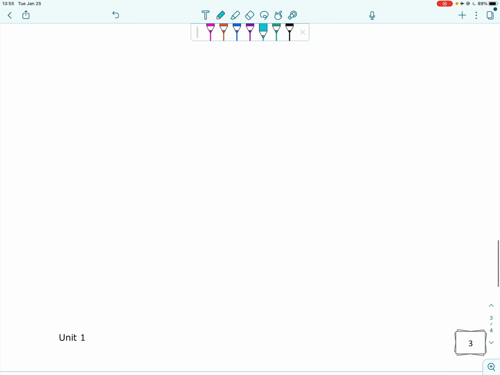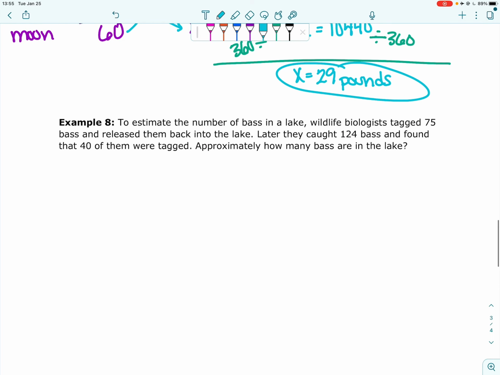So another one, I think this is the last one. Yep, this is the last one. To estimate the number of bass in a lake, wildlife biologists tagged 75 bass and released them back into the lake. Later, they caught 124 bass and found that 40 of them were tagged. Approximately how many bass are in the lake? So they initially tagged 75 bass, and then later they caught 124 and found that 40 of them were tagged.